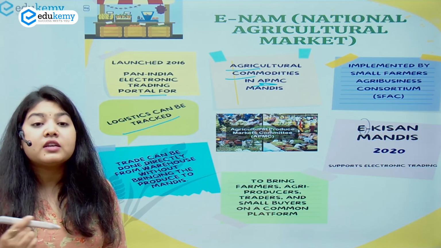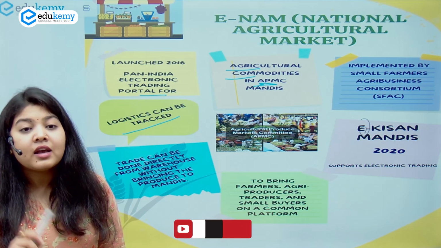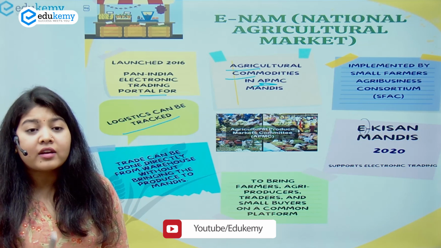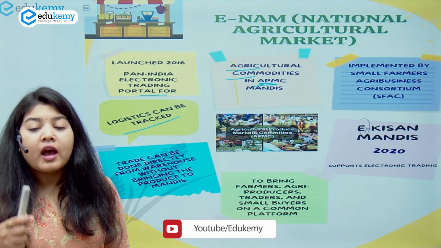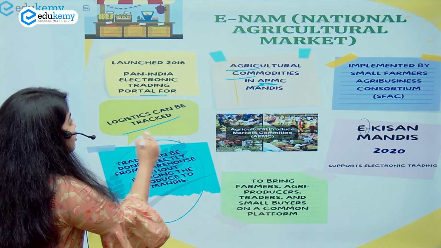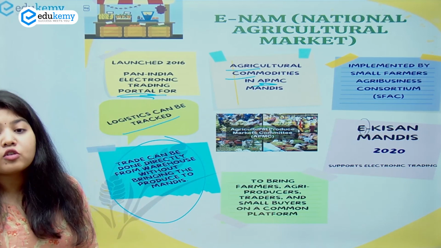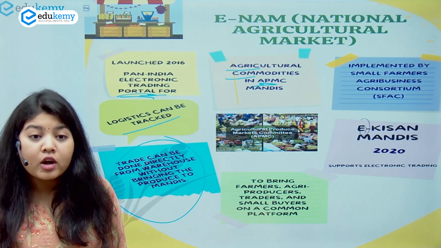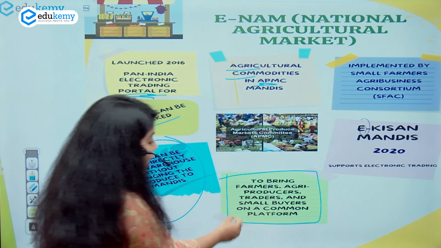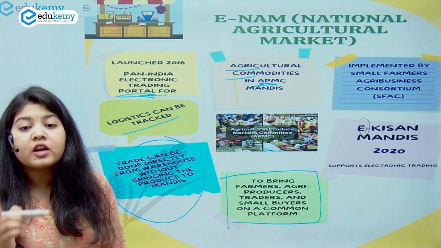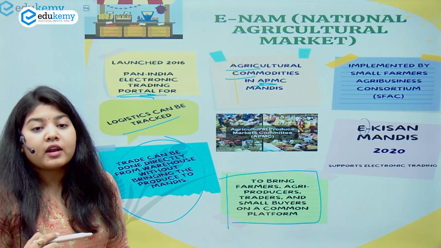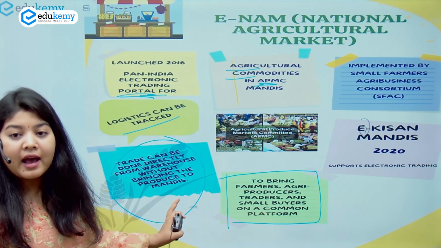As you would have seen in the news and in newspapers, during transportation, due to rain or other such factors, the grain gets destroyed and we lose a lot of crop. So this can actually be avoided because of this online, electronic trading portal. Another objective emphasized here is to bring the farmers, the agri producers, traders and the small buyers onto a common platform where they can do the trade without all these hassles.